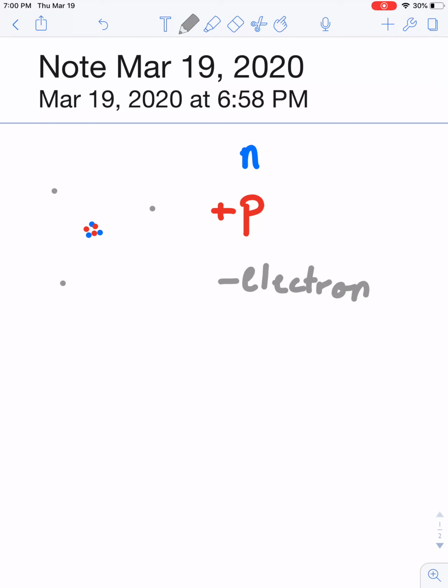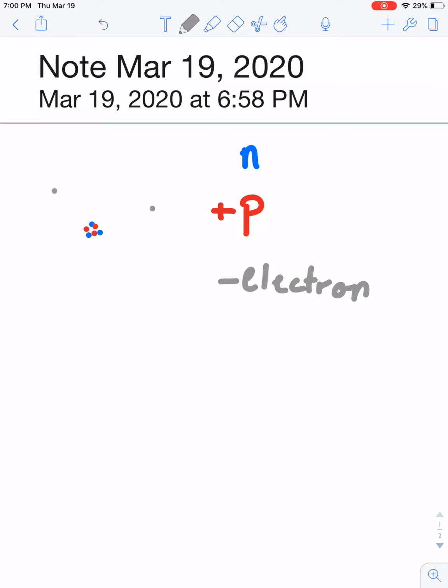So right now, this atom, if we look at it, has 3 neutrons with a neutral charge, 3 protons with a positive charge, and 3 electrons with a negative charge. So technically this is a neutral atom. If, for some reason, this atom loses this electron, now it is positively charged, because there are 3 positive charges and there are only 2 negative charges.